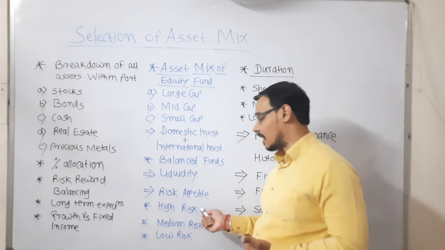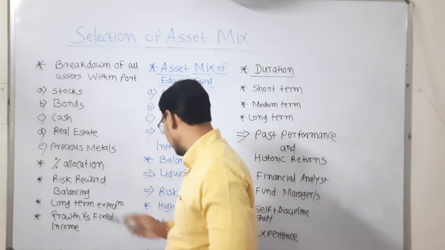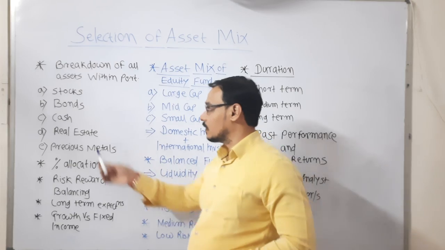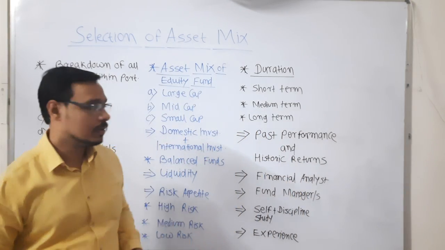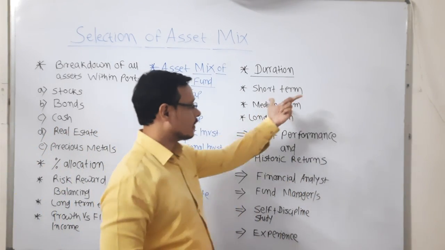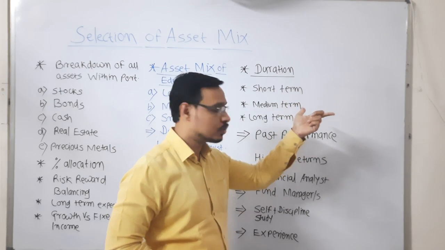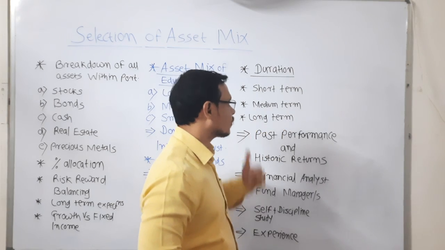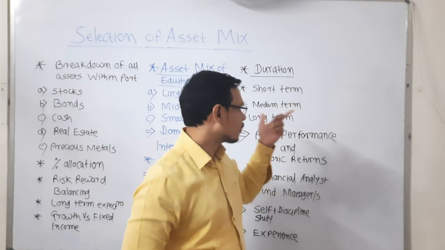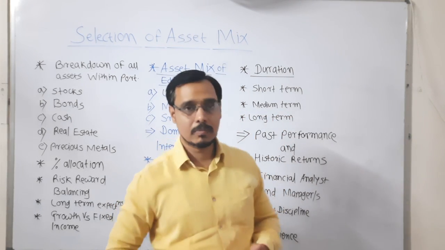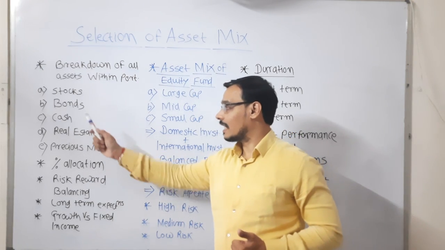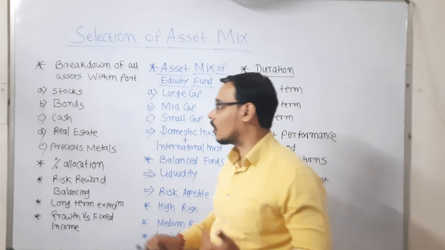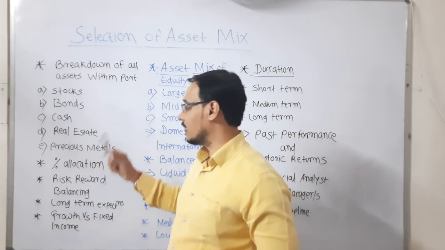Your risk appetite: high risk, medium risk and low risk. If your risk appetite is high, go with the stocks. If it is medium, have a combination of all these. If it is low, you should be in cash and bonds only. Then the duration, whether your approach is a short term approach or a medium term approach or a long term approach. If your approach is short term and medium term, you should go for cash and precious metals. Only if your approach is long term, go into the stocks and real estate.